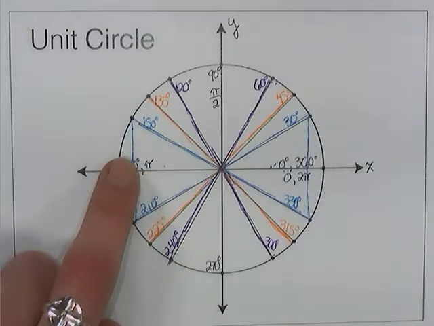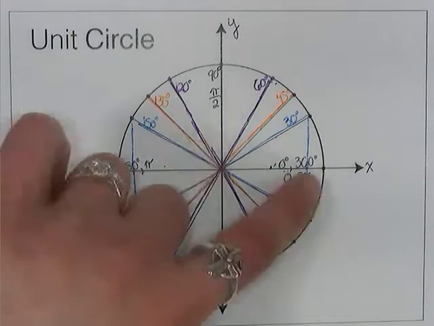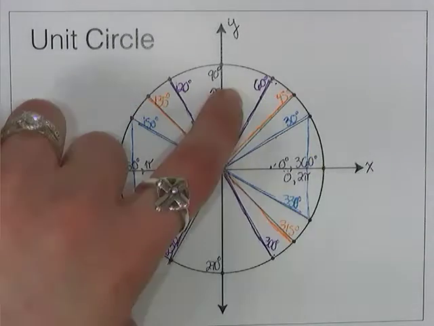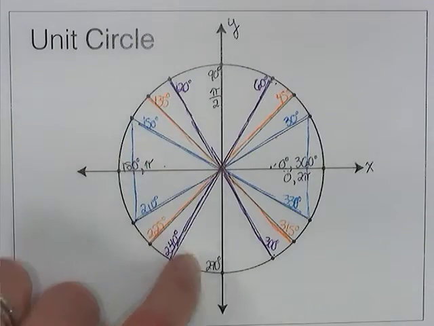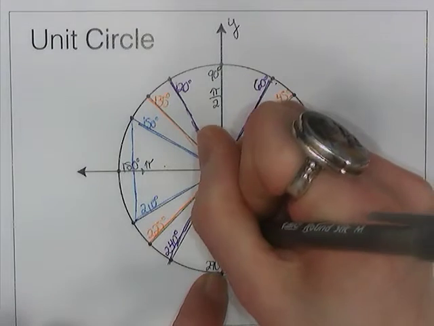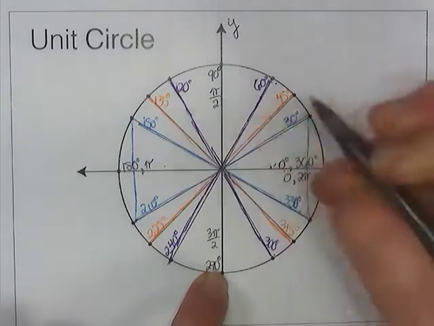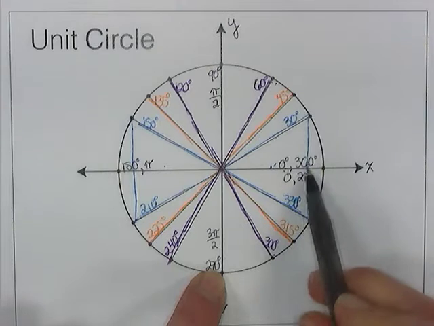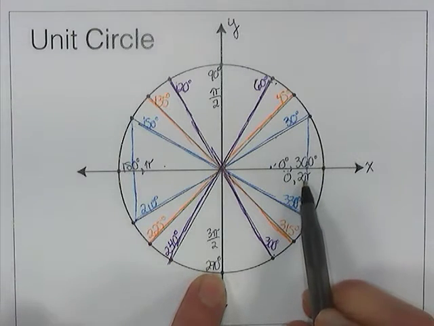Now, if I'm here and I go to here, I'm adding that pi over 2. So it's 1 pi over 2, 2 pi over 2, 3 pi over 2. And then add one more, and we get 4 pi over 2, which just simplifies to 2 pi.